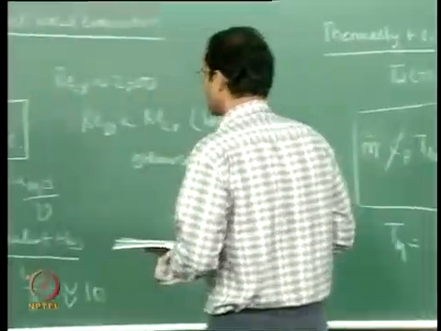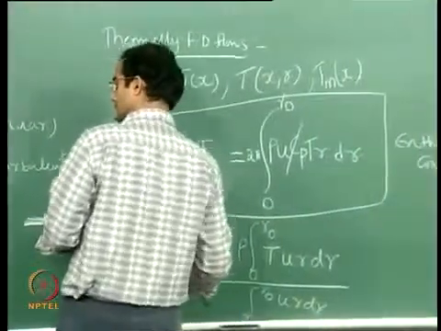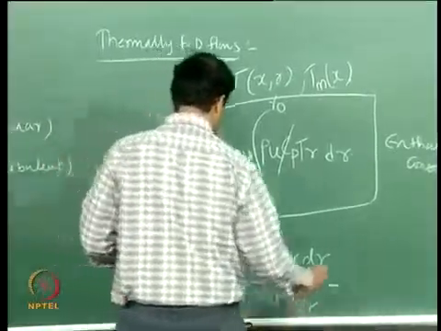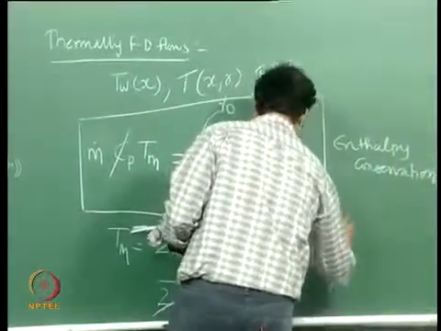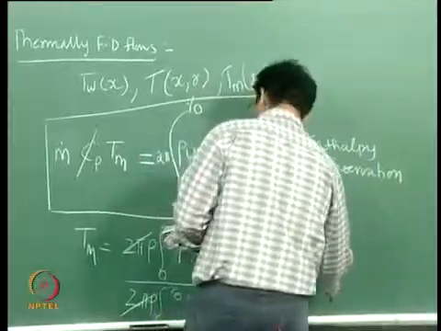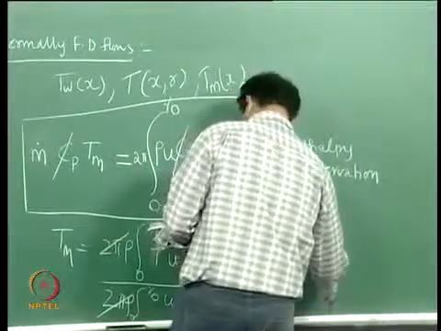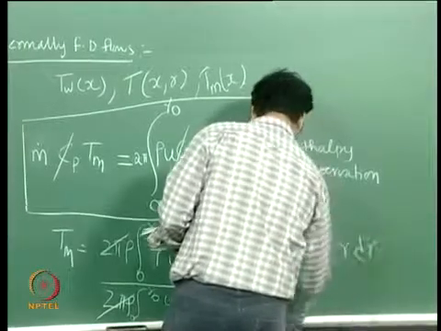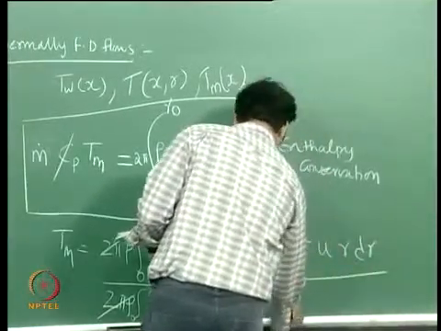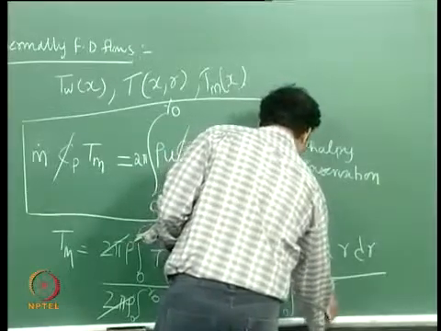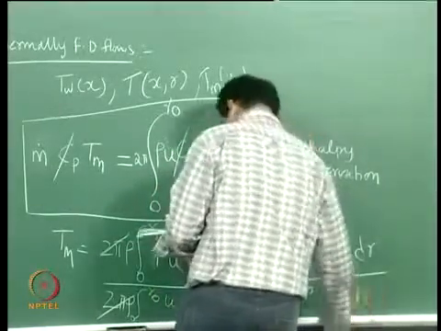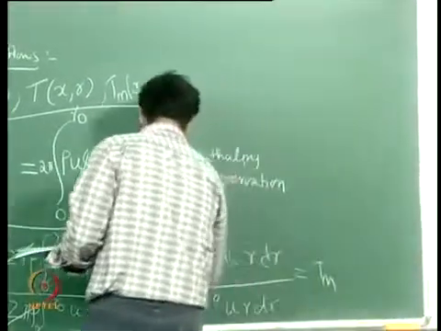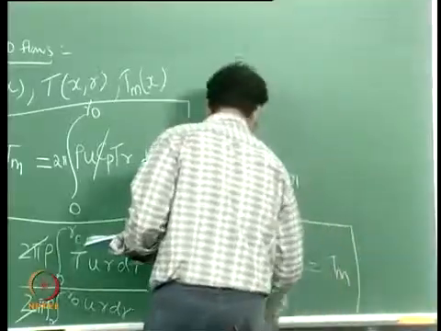So I will have a 2 pi rho again, so these will get cancelled off. Therefore, this will be integral 0 to R naught, T into U into r dr divided by integral 0 to R naught U into r dr. So this is my definition of my mean temperature at any axial location.